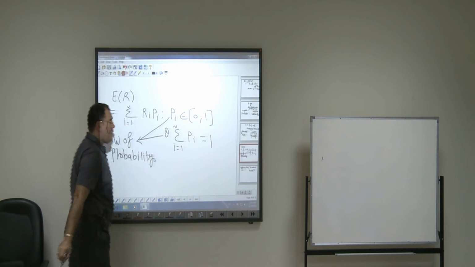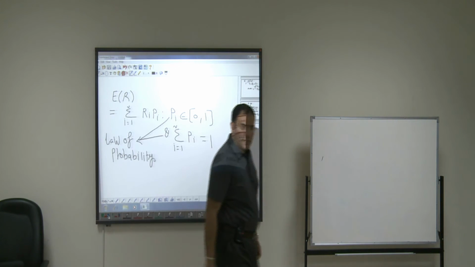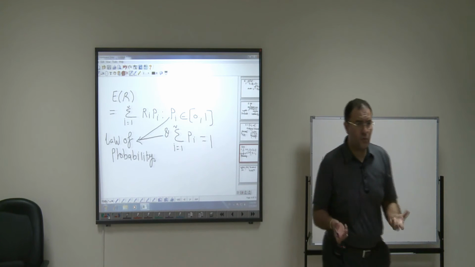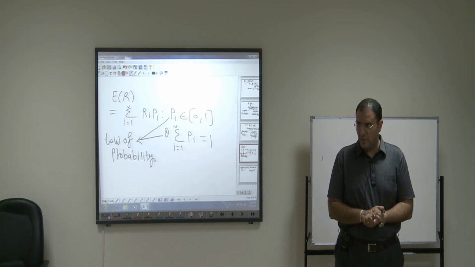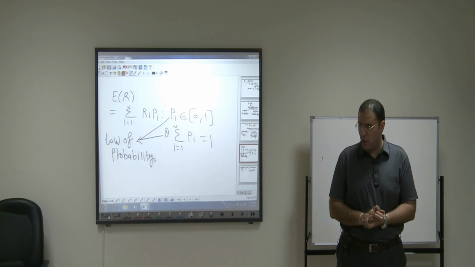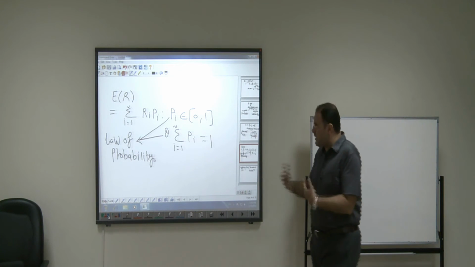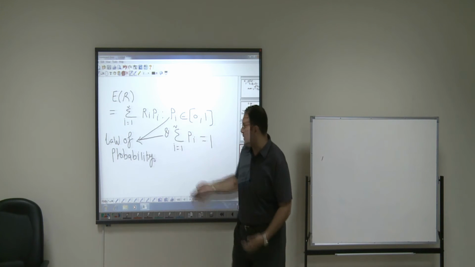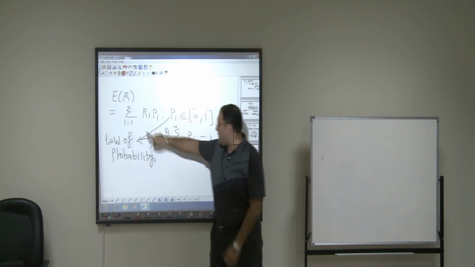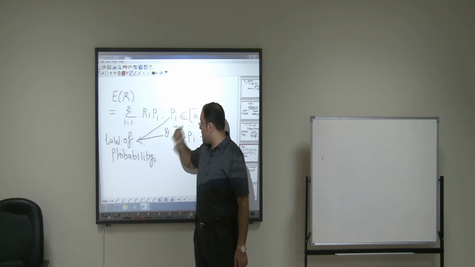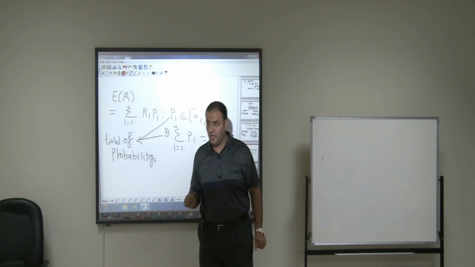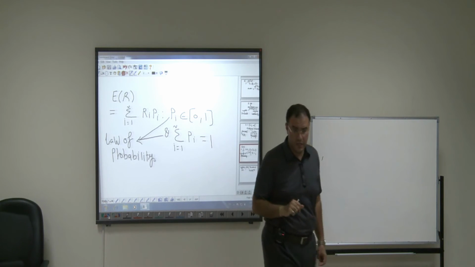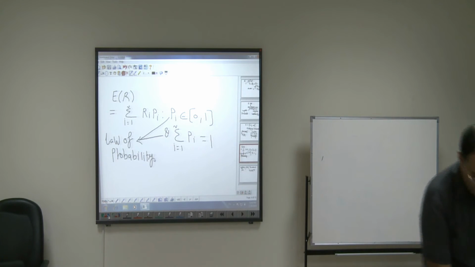Think about it. Any probability is a number between 0 and 1, and the summation of all probabilities is 1. And therefore the expected value is about the law of probability. We're going to be summing across n such that the law of probability always applies. Let's see an example.